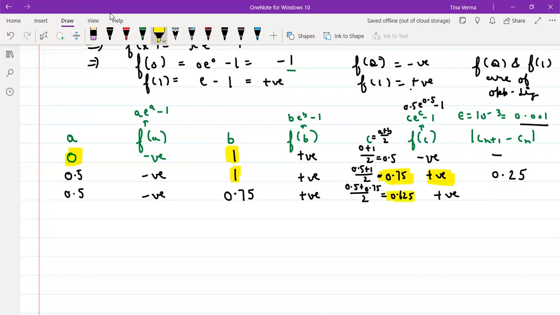and here the error between 0.625 and 0.75, this is coming out to be your 0.125। इसका मतलब अभी भी मेरा एरर 0.01 से छोटा नहीं आया, तो मुझे next iteration perform करनी पड़ेगी। अब मेरी वैल्यू क्या आ रही है पॉजिटिव, इसका मतलब 0.75 की जगह पे मैं क्या लूंगी 0.625, and a will remain as it is.